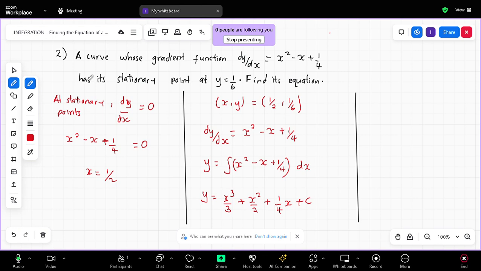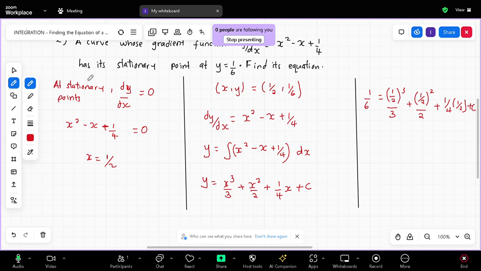So y is 1 over 6, equal to x cubed, that is a half cubed, over 3, plus a half squared over 2, plus a quarter into brackets a half, plus a constant term c.